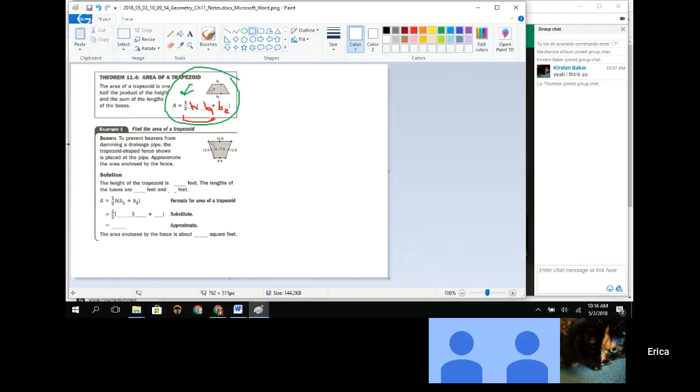Totally weird problem. Beavers. To prevent beavers from damming a drainage pipe, the trapezoid-shaped fence shown is placed at the pipe. I don't know what's going on. This is going to prevent them from damming the pipe. Okay, so approximate the area enclosed by the fence. I just thought this problem was funny when I saw it anyway.